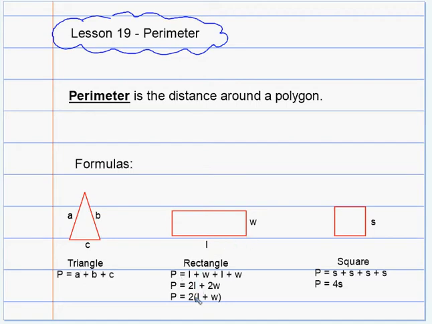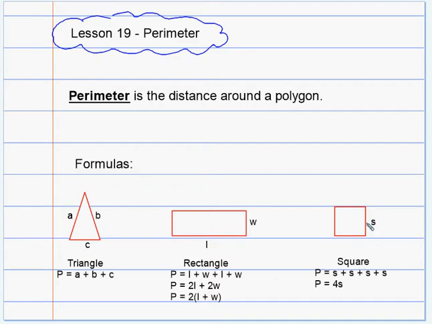And so there's three formulas that we can use. We can add up all the sides, take the length plus the width plus the length plus the width. Or we can take 2 times the length and take 2 times the width and then add those two together. Or we can add the length and the width together and multiply by 2.